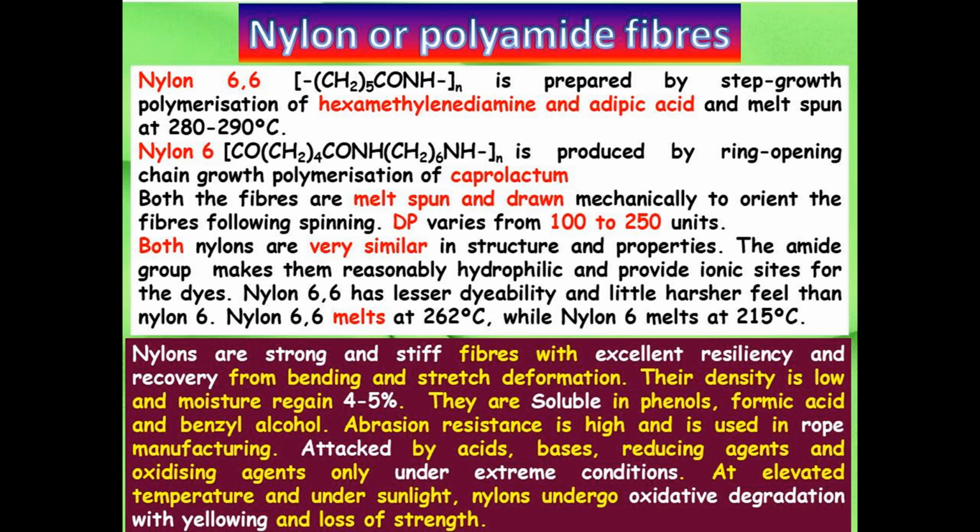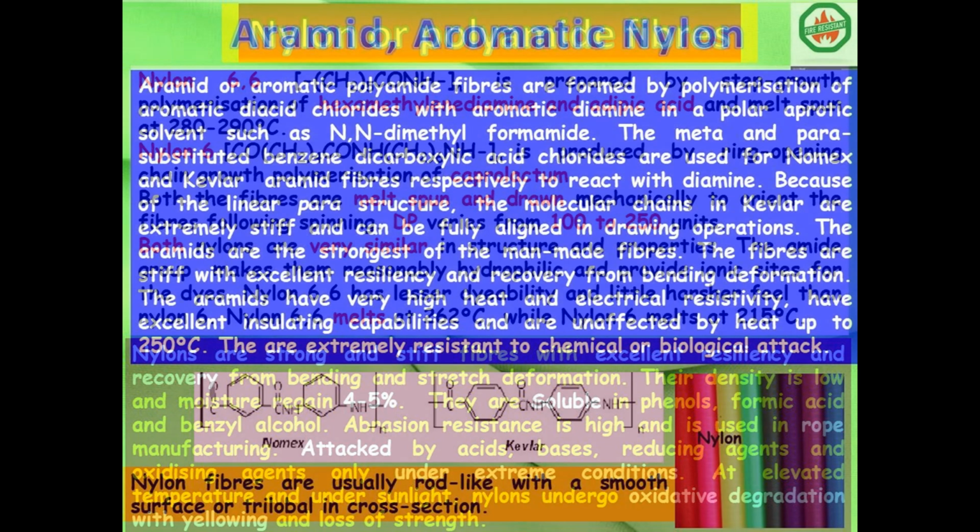Abrasion resistance is high and is used in rope manufacturing. Attacked by acids, bases, reducing agents and oxidizing agents under extreme conditions. At elevated temperature and under sunlight, nylon undergoes oxidative degradation with yellowing and loss of strength.